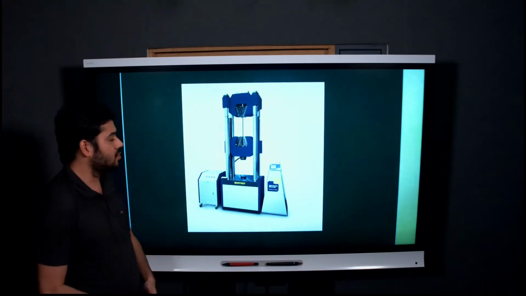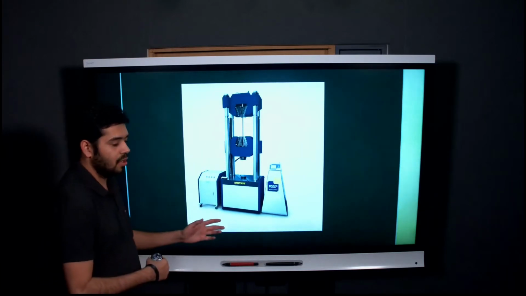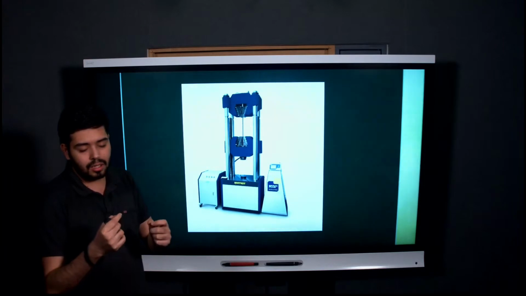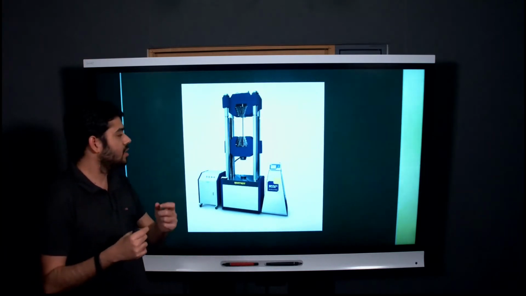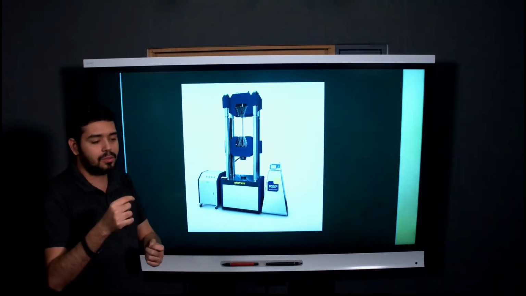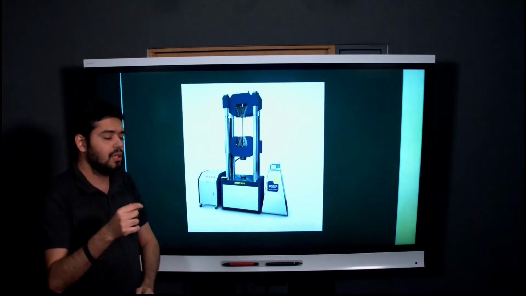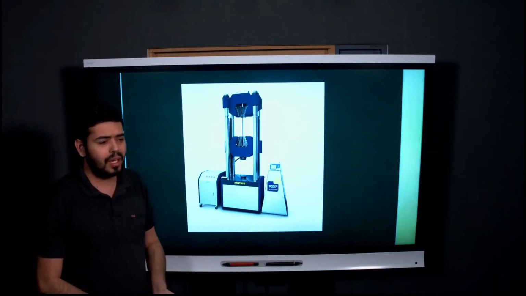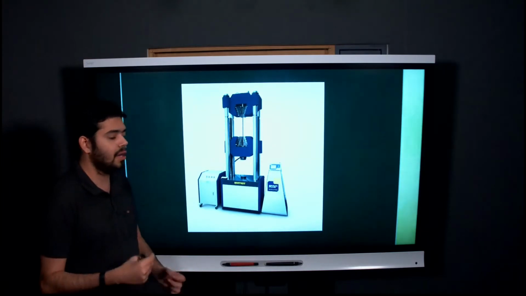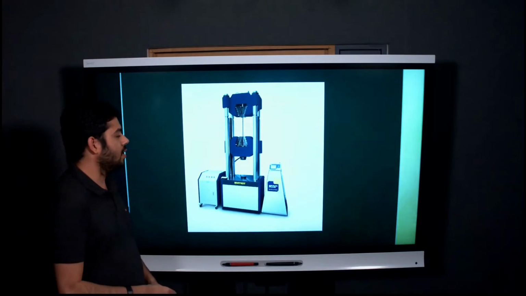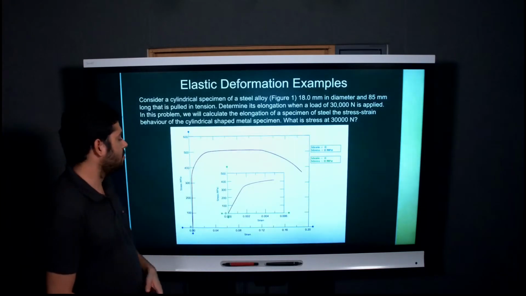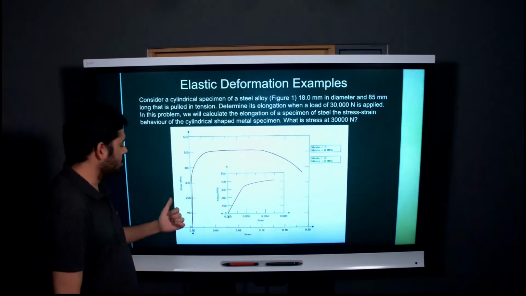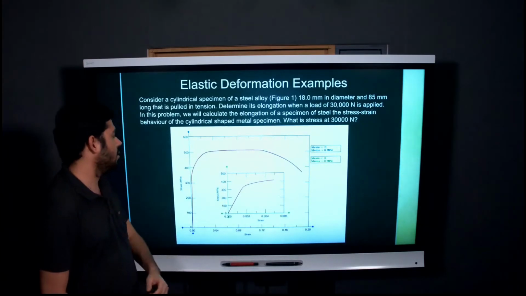Today we're going to talk about some examples of elastic and plastic deformation. So let's get started. This is the tensile strength machine. Basically, the metal specimen, or the testing specimen, is clamped on both ends and pulled in opposite directions. All the data is recorded, like how much load has been applied and what the elongation is at any given time. With that, we get a graph like this, with stress on the y-axis and strain on the x-axis.